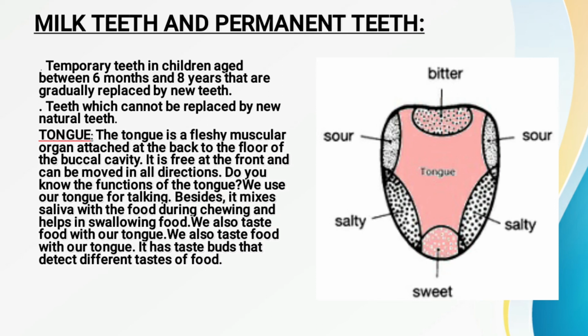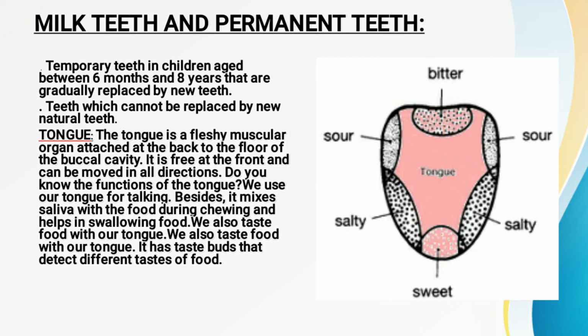Now the next thing we have to study is the tongue. All of you know that the tongue is a fleshy muscular organ. It is attached at the back to the floor of the buccal cavity, but the front part of the tongue is free to move in any direction, and we move our tongue here and there in all directions. The tongue is also an important part of the buccal cavity because it performs various important functions. So what are the functions of the tongue?